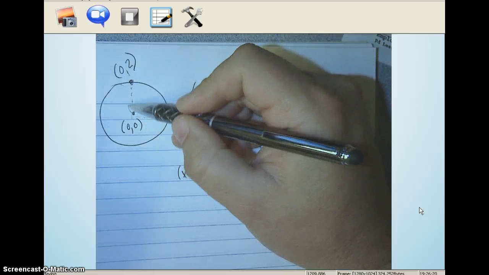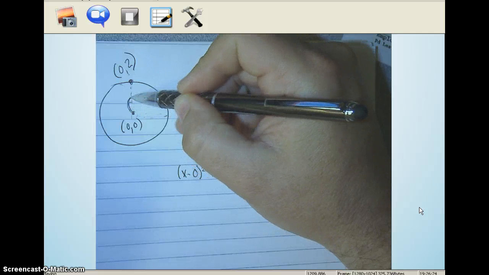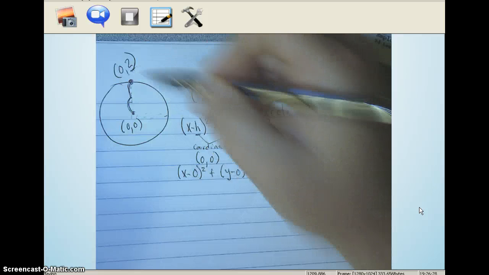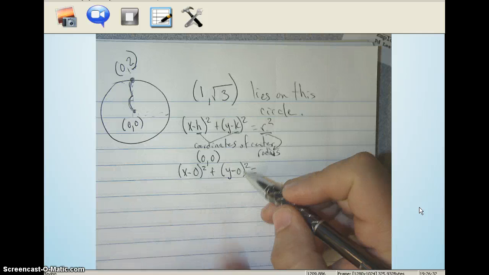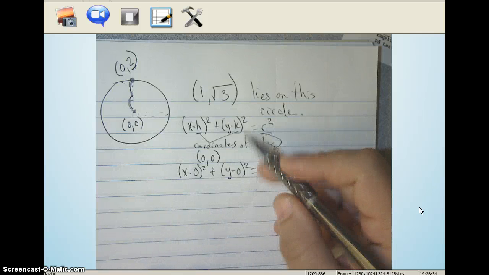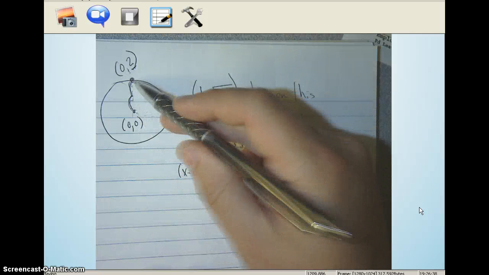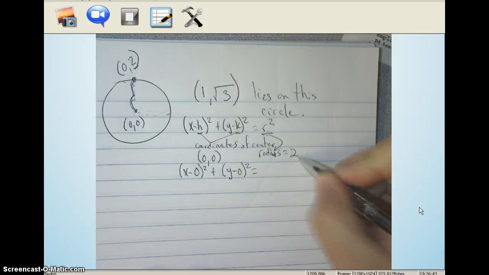So it would have gone up directly up the y-axis. How far? There's 1 unit and 2 units. For it to get up here, to 0, 2, it has to have moved 2 units. So we're going to go ahead and plug in that the radius, which is defined as the distance from the center to any point on the circle, is going to have to equal 2. So we'll put 2 squared there.